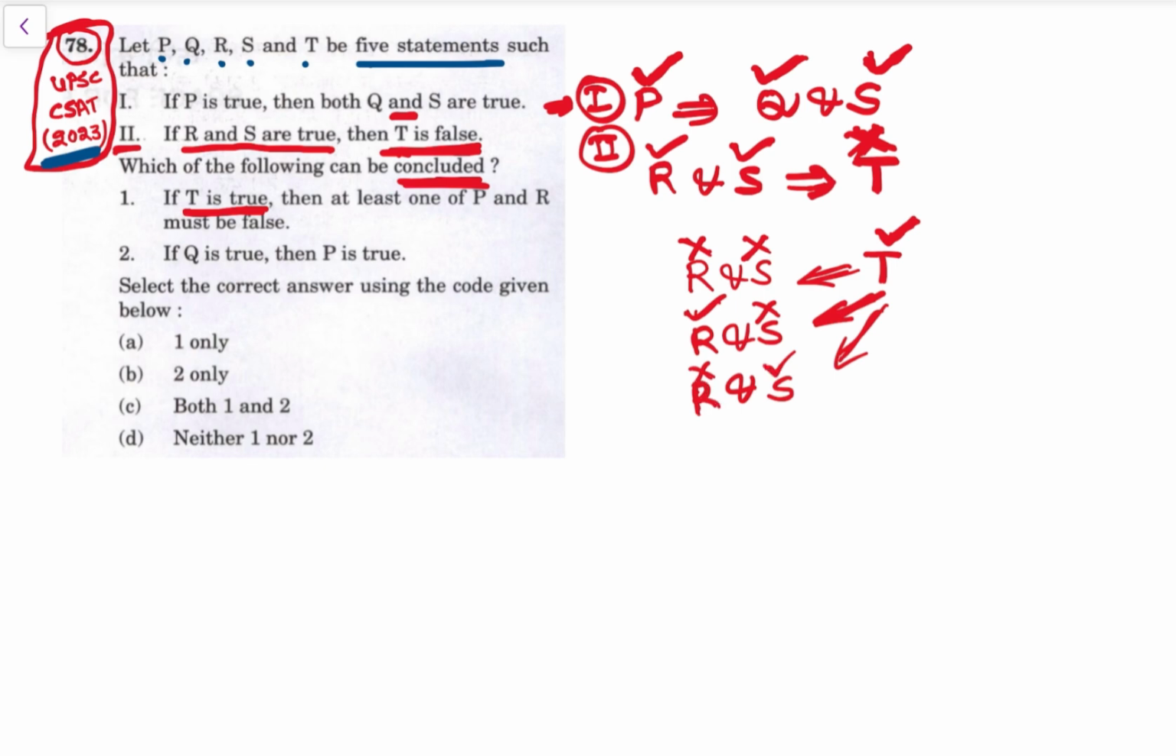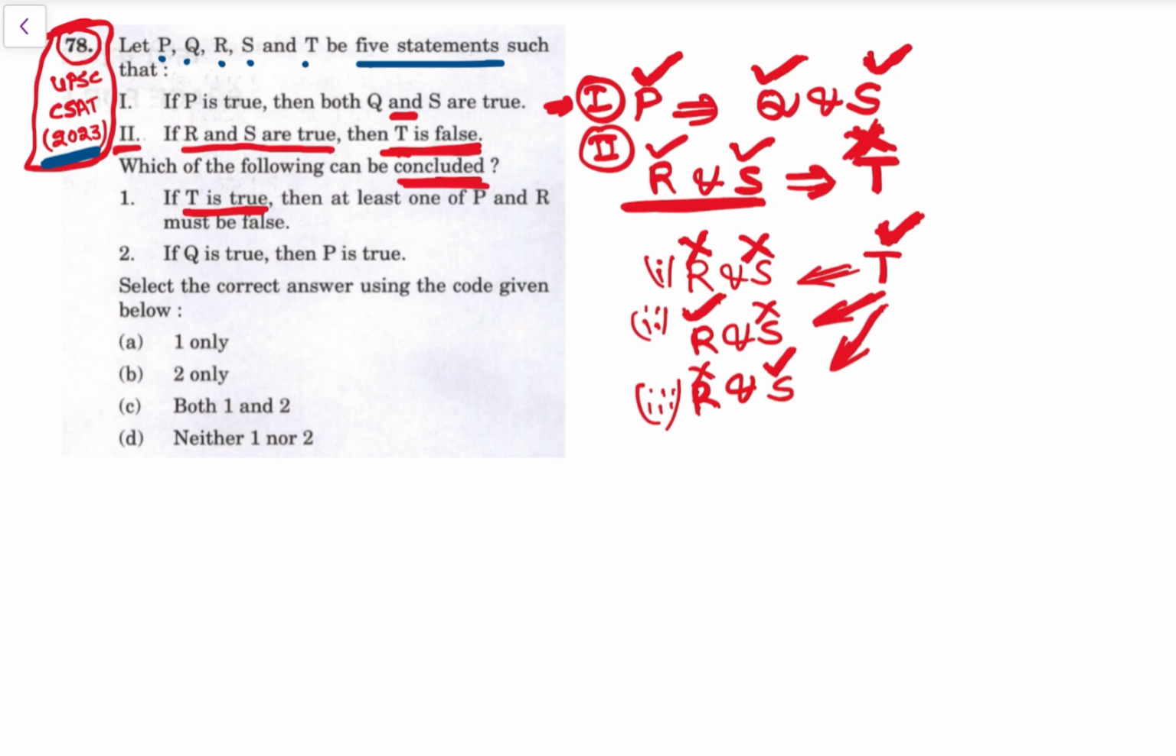S is true and R is false, ठीक है. ये भी third possible case है. So T can be true when either of these cases. See, when R is false and S is also false, then T can be true, because either false तभी हो सकता है. Then see, T can be false when R and S are true. So T can be true in all the 3 cases: first case, second case and third case. In all the 3 cases it is possible.